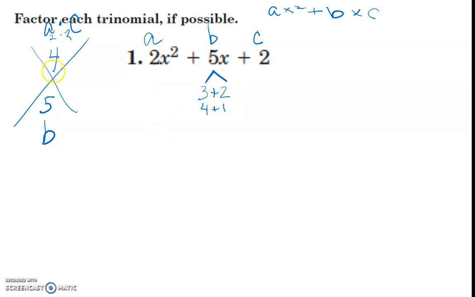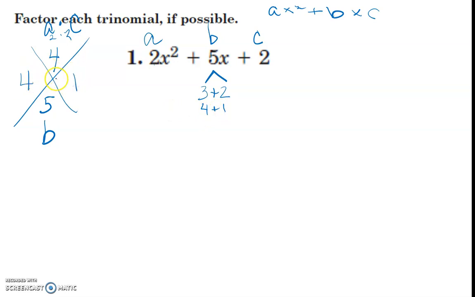So the idea is, if I multiply these 2 together, what do I get? Well, 3 times 2 is 6, not 4, but 4 times 1 is 4, and when I add them together it is 5. So let's take a look here.